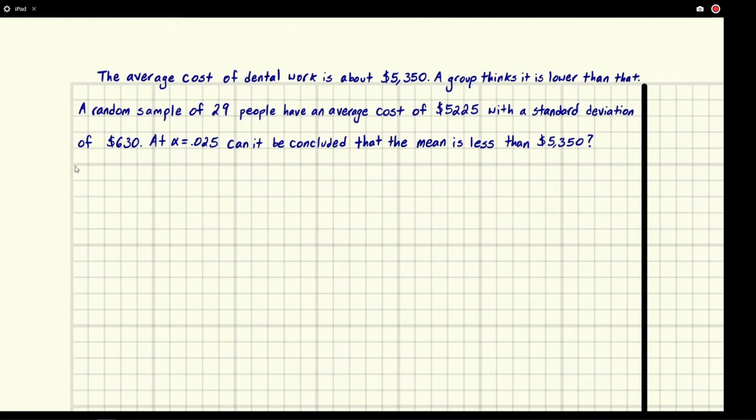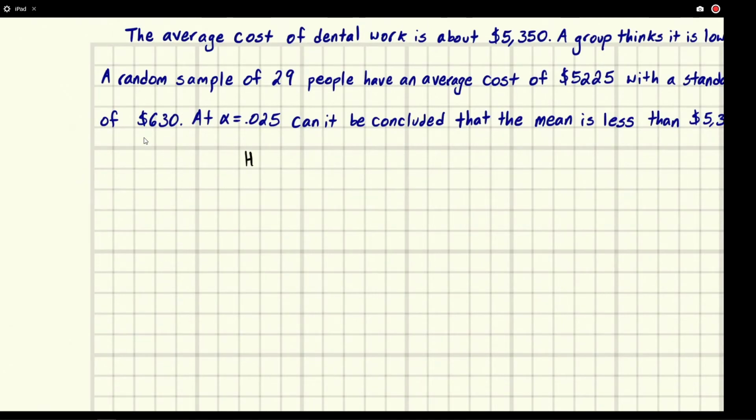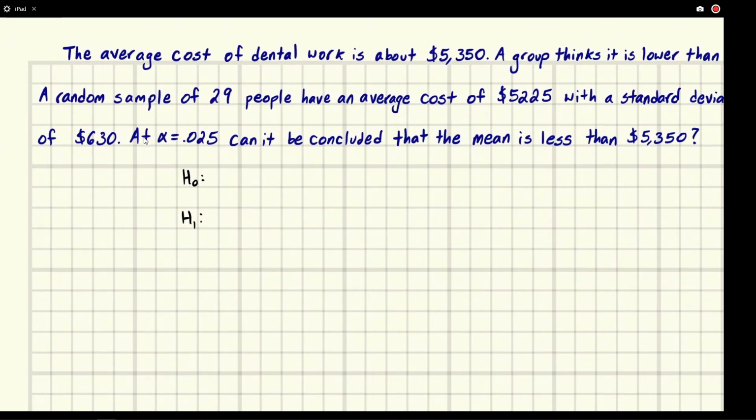So let's dive right into the hypotheses. We're going to have two: the null hypothesis, H0, and the alternative, H1, and we have to figure out which one's the claim. H0 is the one that has the equals. In this case, we're talking about an average, so the average is equal to $5,350. The alternative is the one we want to claim, and a group thinks that it is lower. So they think that the mean is actually less than 5,350.